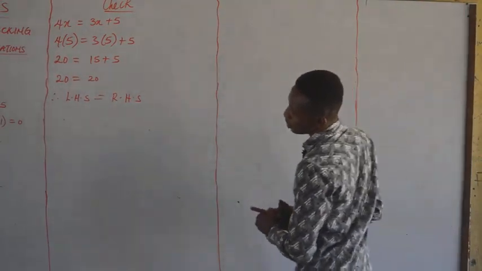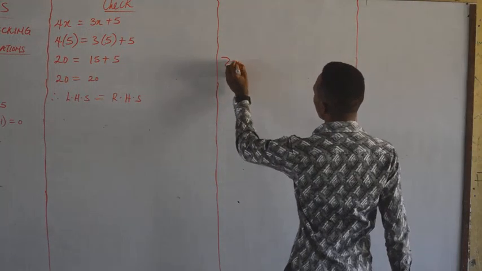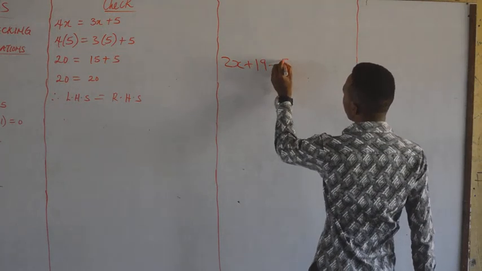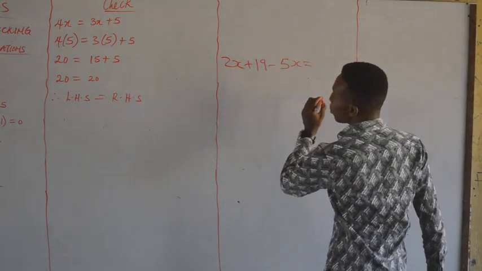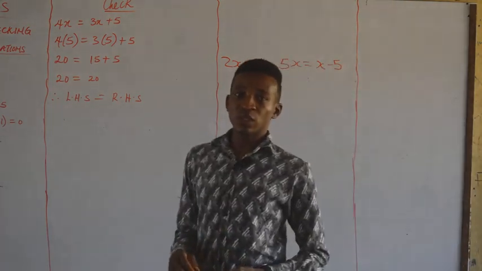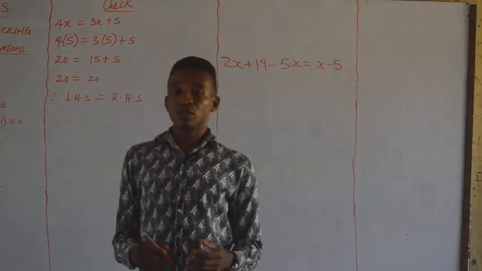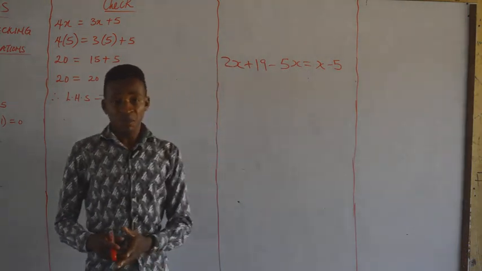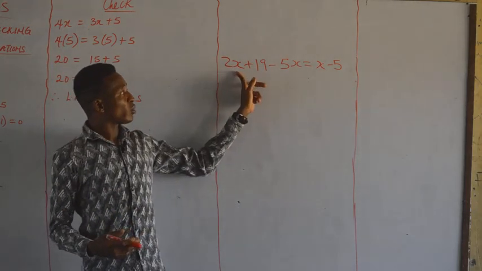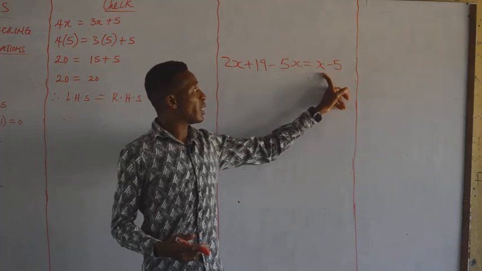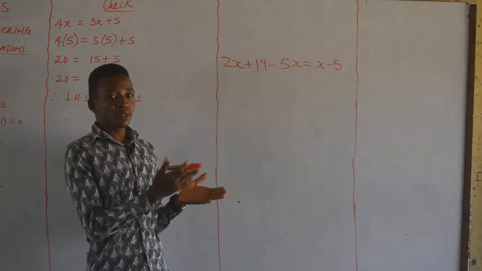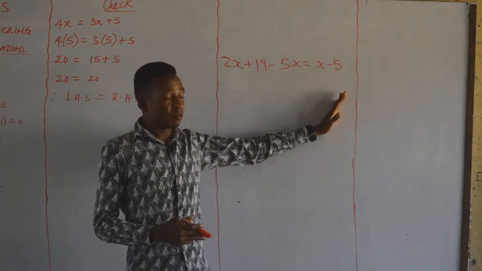So for the first one, we solved this. The second one now says 2x plus 19 minus 5x equals x minus 5. These ones look a bit longer, but you don't need to bother yourself. Even though it's long, we are still going to follow the procedure step by step, and we are going to get the answer. Now, when you have 2x plus 19 minus 5x equals x minus 5, what you just need to do is collect your like terms, put all the algebra on the left hand side, then the numbers, take them to the right hand side.